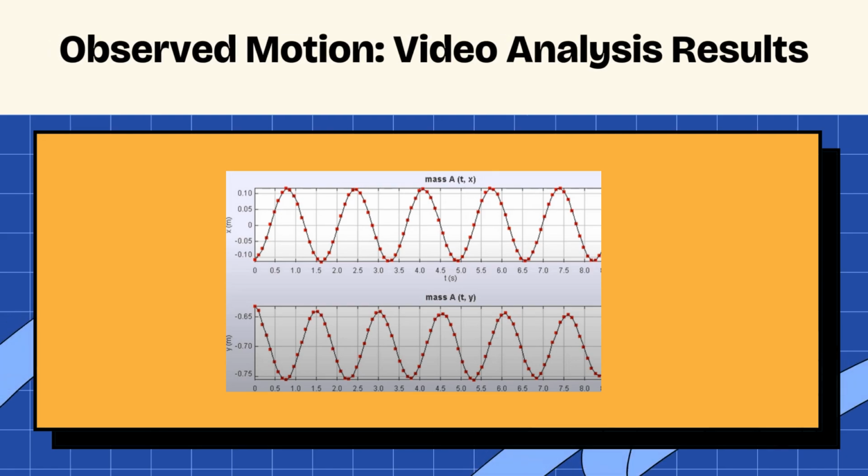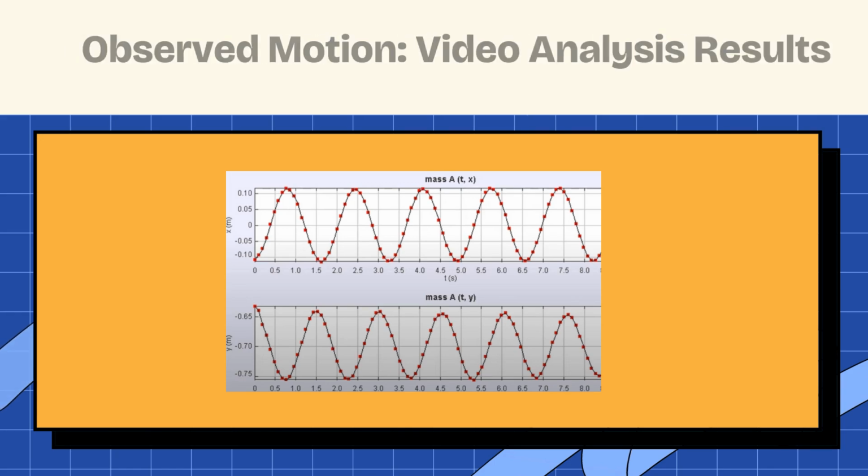So this is the graph of the observed motion that I gathered using Tracker and tracking the object's position over time. You can see the object's initial position for both the x and y direction, and how it changes over time.